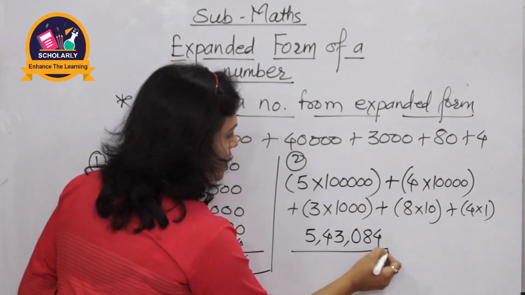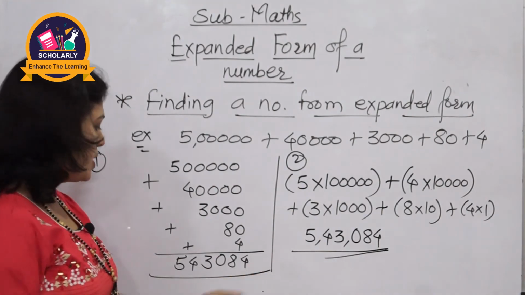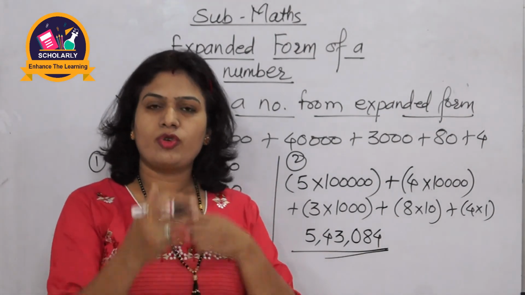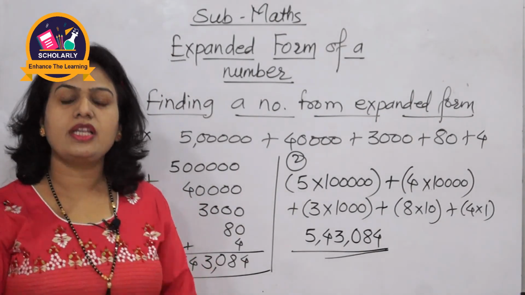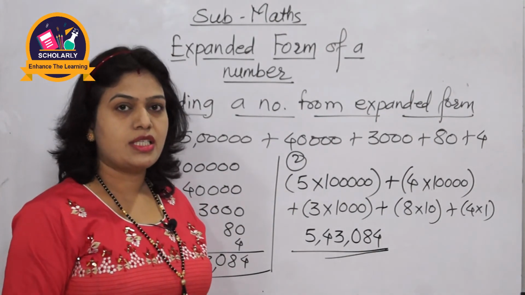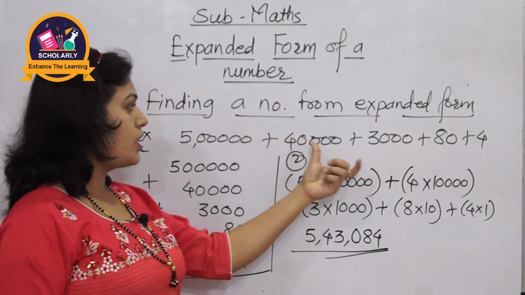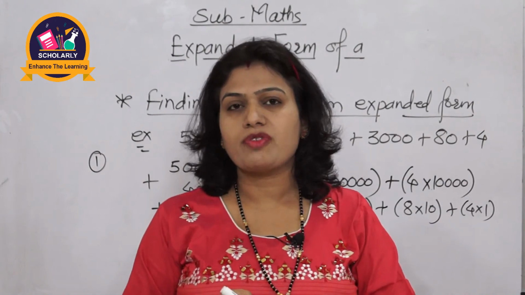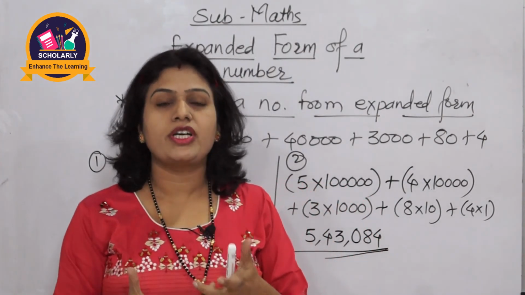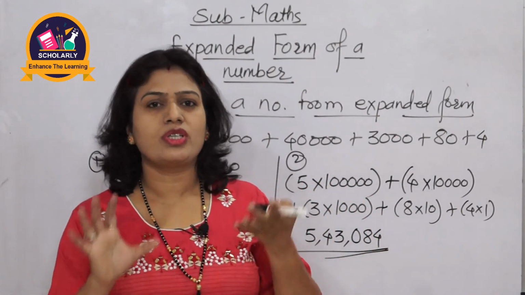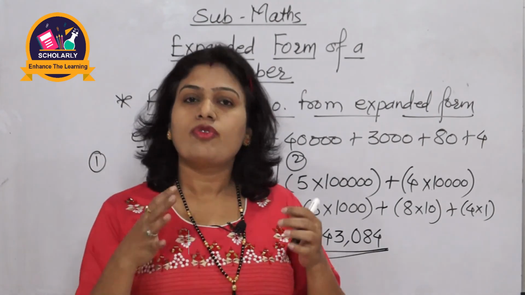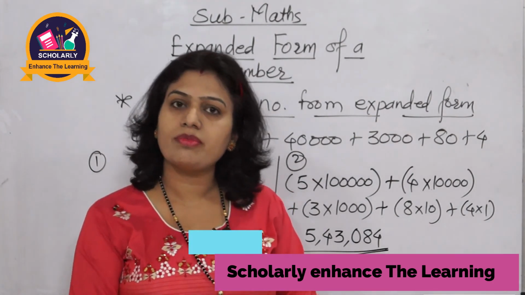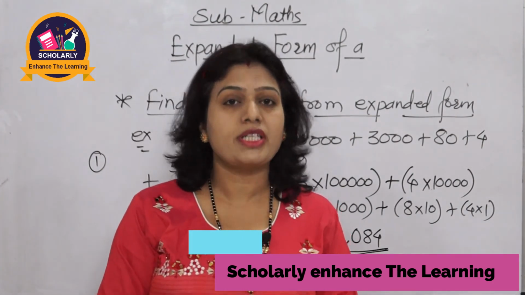So tally these two methods, the answer is same. From these two methods you can use any method and you will get the correct answer. You can find the numbers from the given expanded form. So isn't it so easy? The expanded form is very easy, though the name seems difficult. So friends, from this video we have learned how to find out the expanded form of the number and how to find out the number from its expanded form.